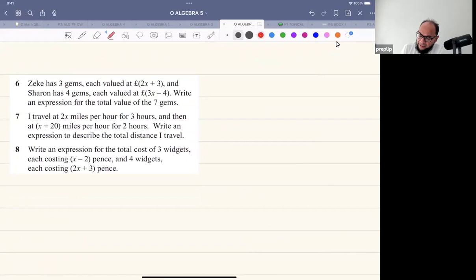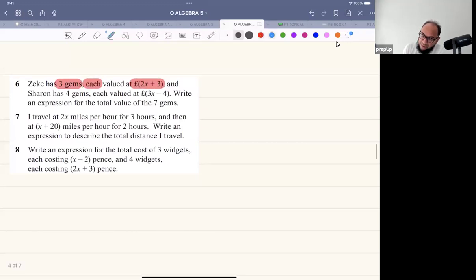So let me grab a highlighter. There are 3 gems and they are valued at this much, each valued. Then Sharon, she has 4 gems, each valued at this much. Write down an expression for the total value of the 7 gems. So now the working is question number 6.